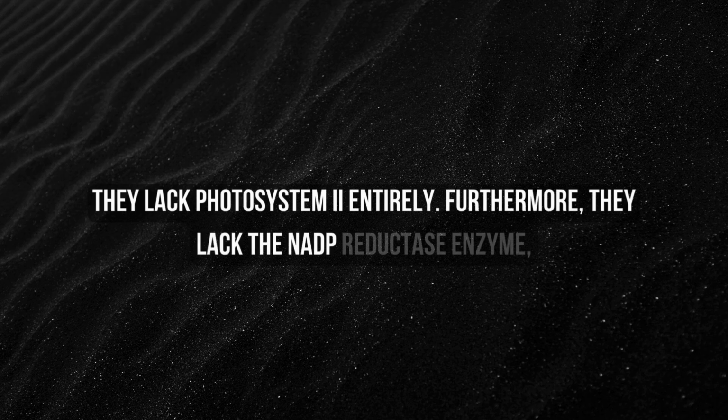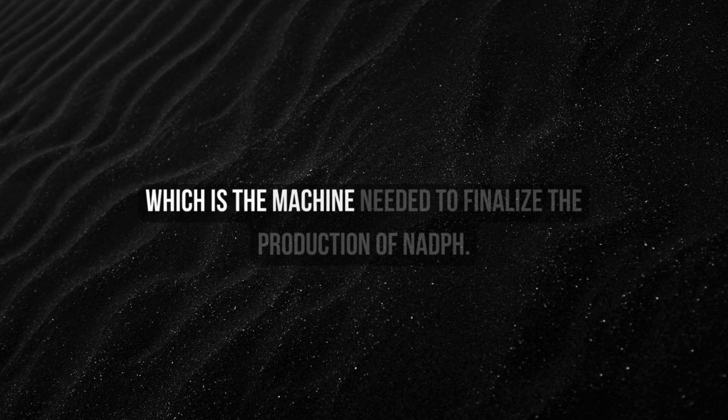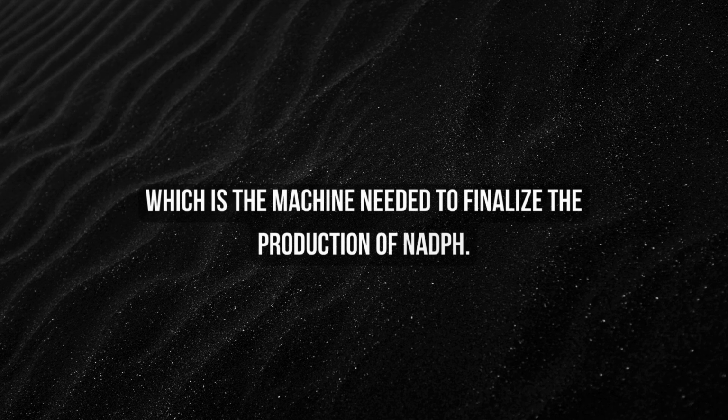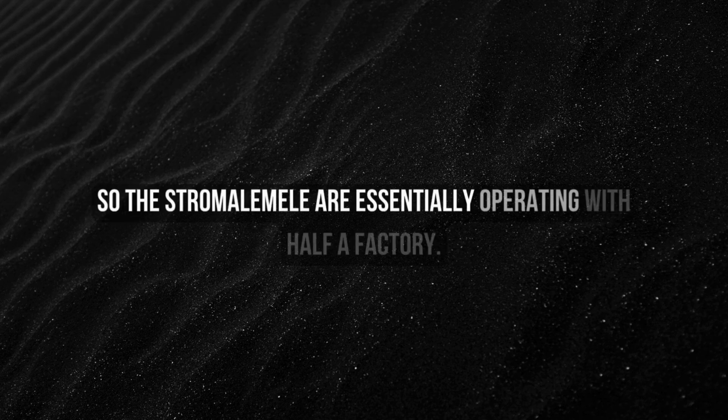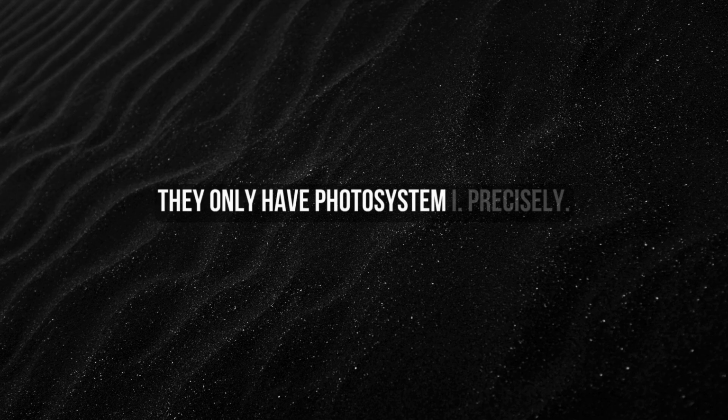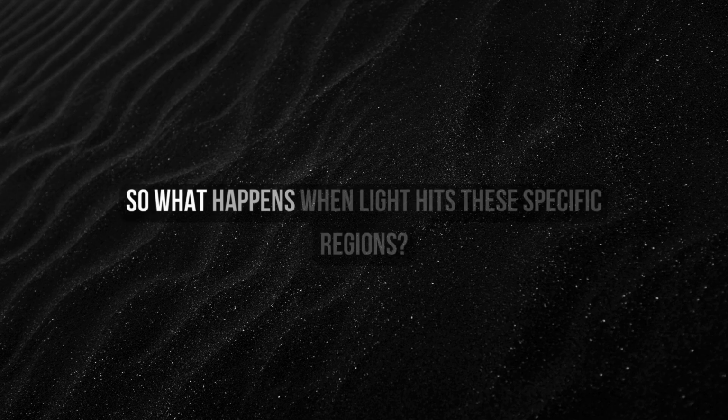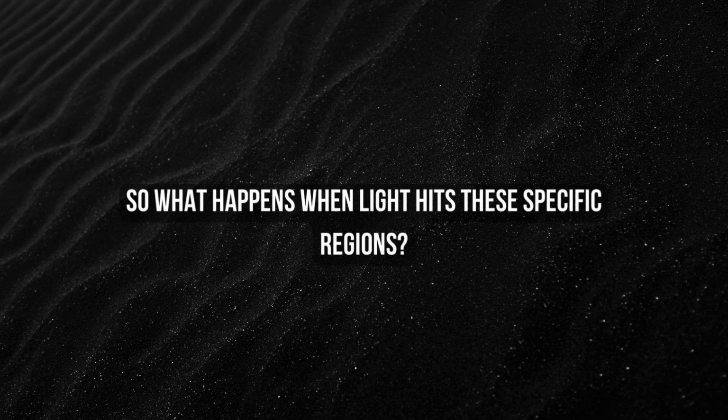Furthermore, they lack the NADP reductase enzyme, which is the machine needed to finalize the production of NADPH. So the stromal-lamellae are essentially operating with half a factory. They only have Photosystem I. Precisely. So what happens when light hits these specific regions?